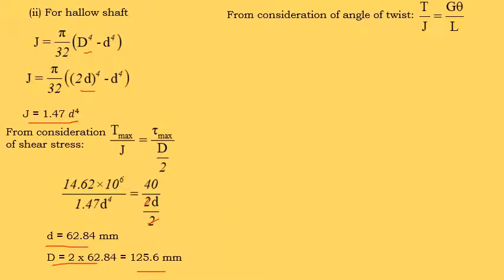Next, we are considering the another set of equation, T by J is equals to G theta by L.